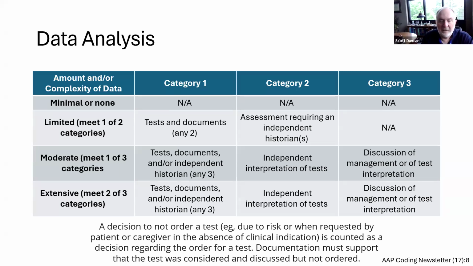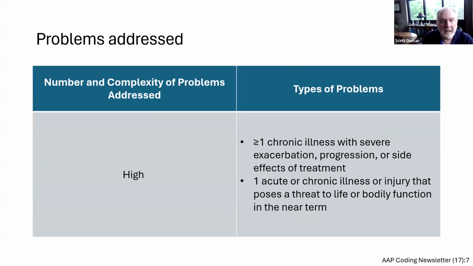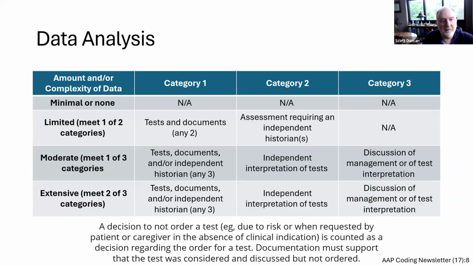Data analysis is separated into 3 components as well. If we went back and looked at these, we said, okay, there's minimal or low, there's moderate, there's high. Now in data analysis, there's also minimal or none, limited, moderate, or extensive. And in order to meet those, you see 3 categories. It's like a hatched chart here that they have to meet. In moderate, for example, they have to meet one of the 3 categories. Here are the 3 different categories: tests, documents, and independent historian, any of those 3. Category 2 is independent interpretation of tests. Category 3 is discussion of management or of test interpretations.